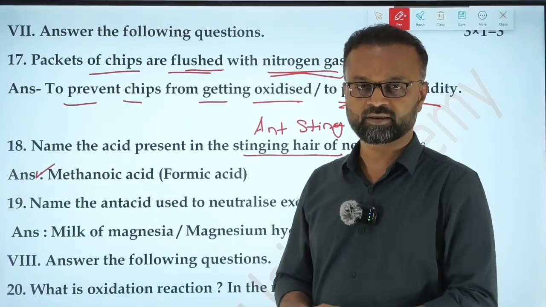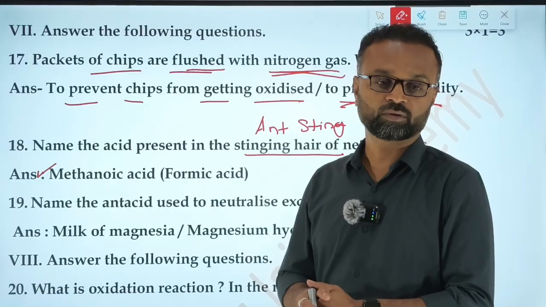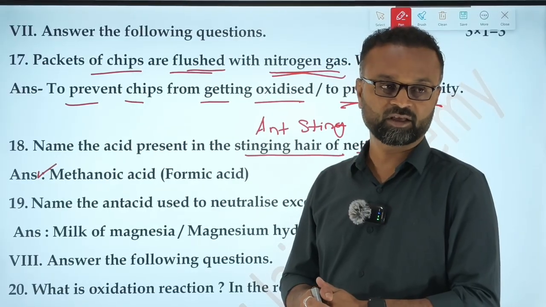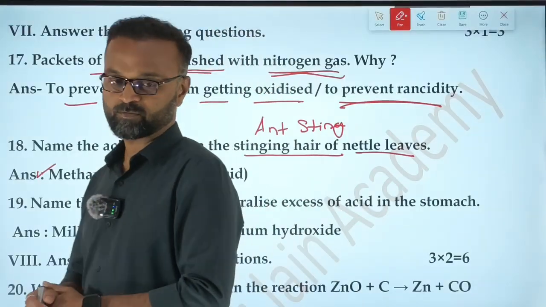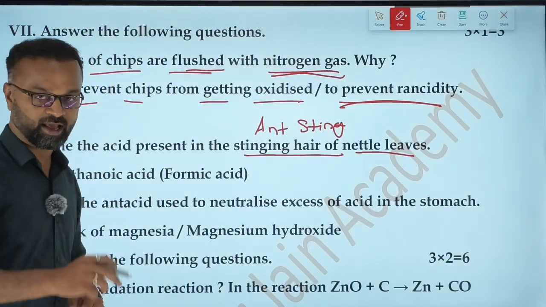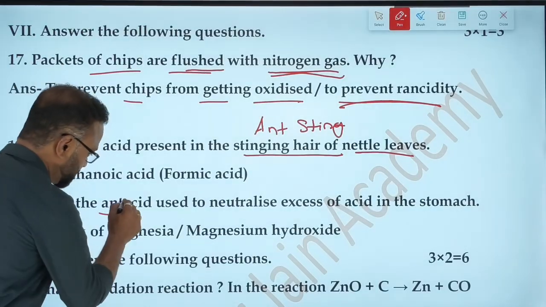Citric acid is there in the lemon and orange, and lactic acid in the curd. One more, tamarind: tartaric acid will be there. Okay, now see here. Next one, name the related to this antacid.